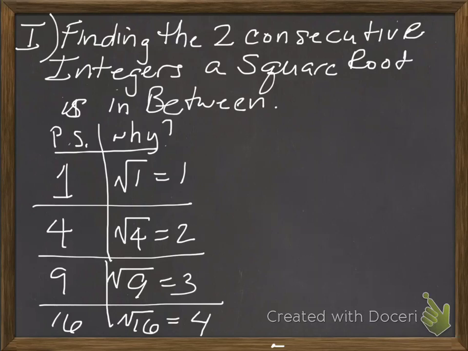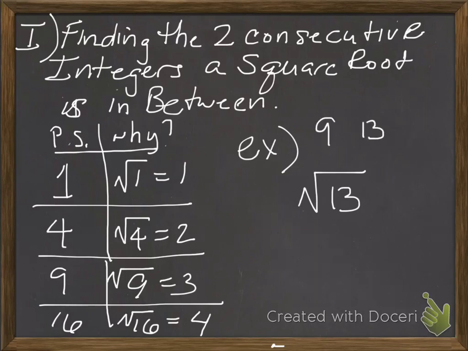So, here's an example. If I ask you what two consecutive integers the square root of, let's say, 13 is in between, then you have to find out what two perfect squares it's in between. Well, 13 is in between perfect square 9 and perfect square 16. So that means the square root of 13 is in between the square root of 9 and the square root of 16. So the square root of 13 must be in between 3 and 4.